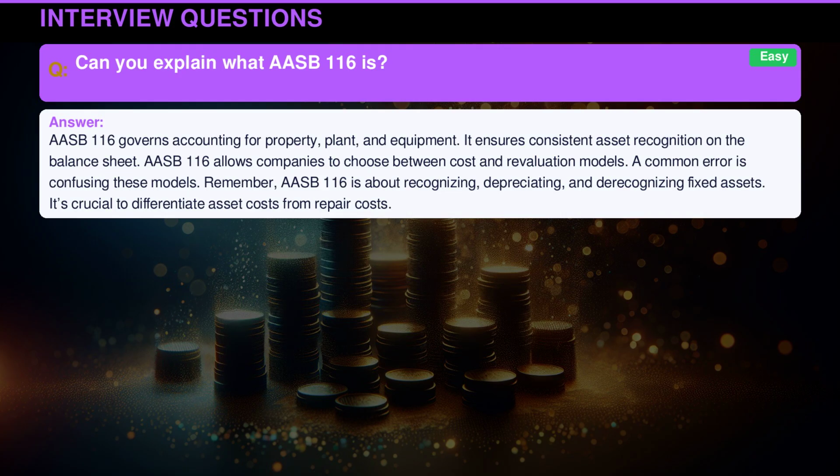AASB 116 allows companies to choose between cost and revaluation models. A common error is confusing these models. Remember, AASB 116 is about recognizing, depreciating, and de-recognizing fixed assets. It's crucial to differentiate asset costs from repair costs.